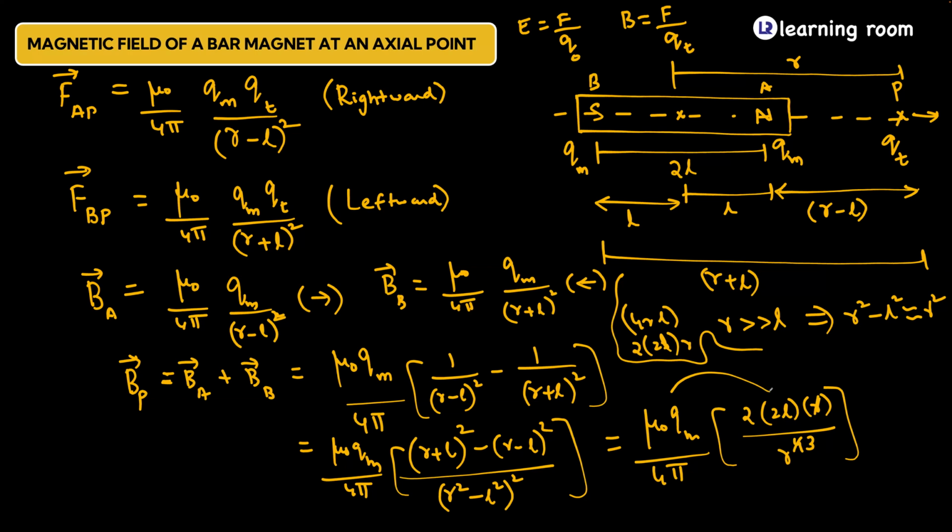What is Qm into 2L? Magnetic dipole moment, right? So what you will have is 2 times mu naught into magnetic dipole moment M, the whole divided by 4 pi R cube. Is the point clear? If you observe, this is something similar to what we saw in the electrostatics chapter. It will be 2 times Kp divided by R cube. Here it is 2 times mu naught M divided by 4 pi R cube, where R is the distance measured from the center. Clear with this?